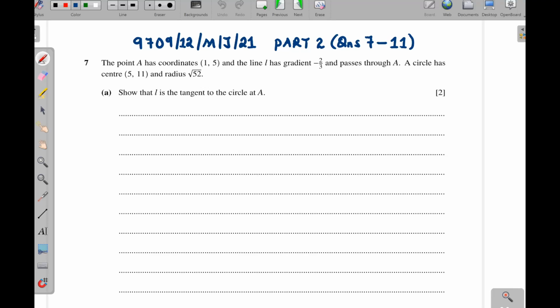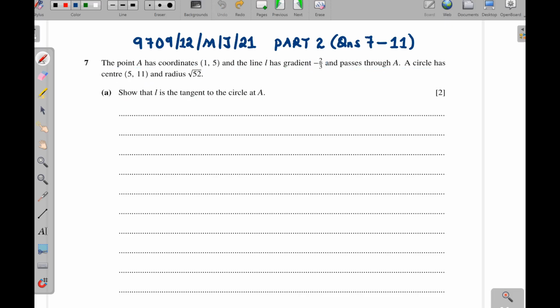Part 2, this is for question 7 to 11. Question 7 is coming from circles in coordinate geometry. The point A has 1, 5 as the coordinates, and then L has a gradient of -2/3 and passes through A. A circle has the center 5, 11 and a radius √52. Part A, show that L is the tangent to the circle.